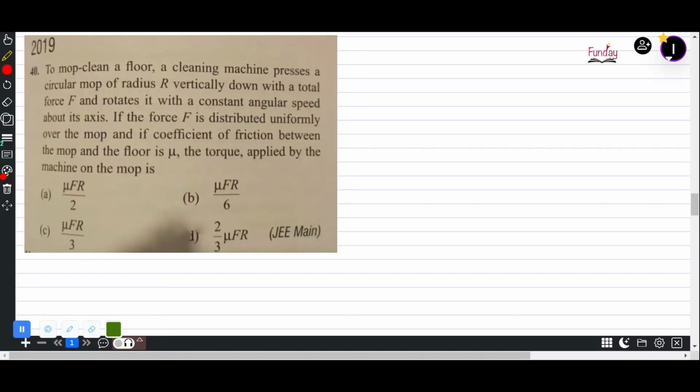Hi, in this question, they're saying a mop cleaner is cleaning the floor. The cleaning machine is circular. So, we'll make a circular machine of radius r and uniform force is being applied. So, we'll take a slice of this ring at x distance of width dx.